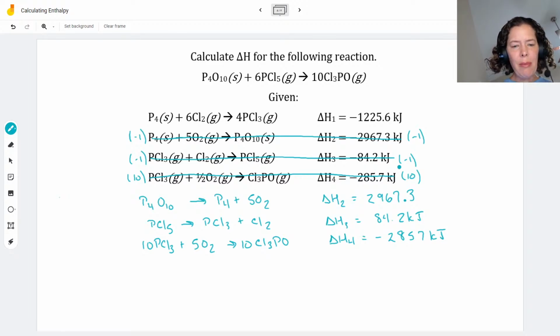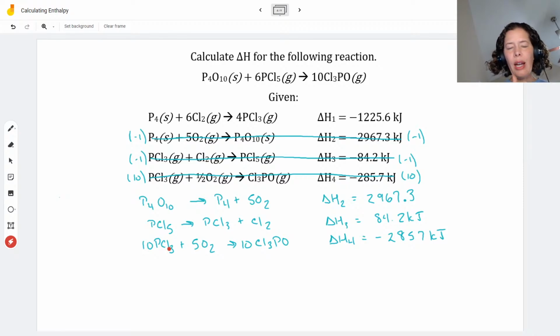Again, my PCl3s are a little bit of a problem because these are going to have to add out. So what I'm seeing right now, let me just switch to my pointer, is I've got PCl3 here, I've got it here, and I've got it here. And because it's not in my reaction here, I need these to all add out. Well, right now, I've got product, product, reactant. So I'm going to need a multiplier again to make these go to 0.